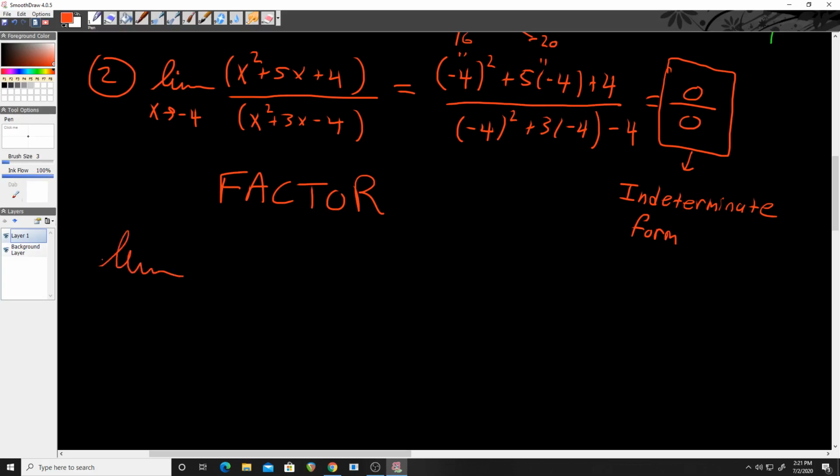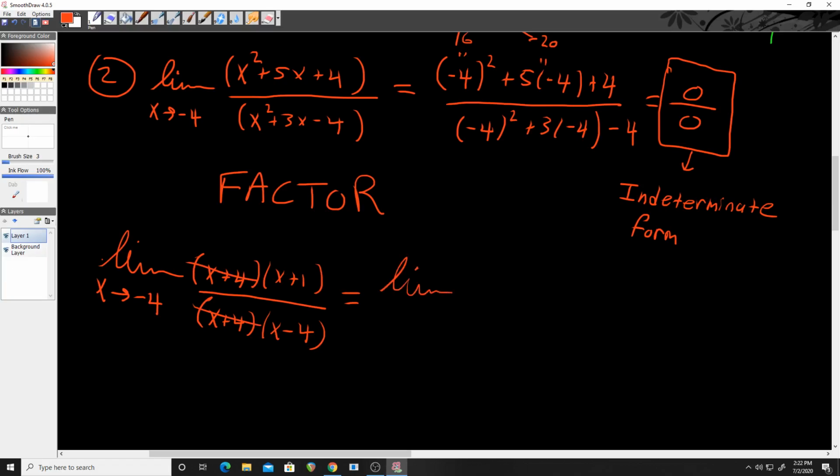So, limit as x approaches -4. And let's factor the top, right? So two numbers that multiply to +4 that add to +5. That's going to be 4 and 1. (x + 4)(x + 1) over, and then two numbers that multiply to -4 but add to +3. How about +4 and -1? And now look what happens, right? The x plus 4 cancels, because x plus 4 over itself is 1. We get limit as x approaches -4 of what's left.